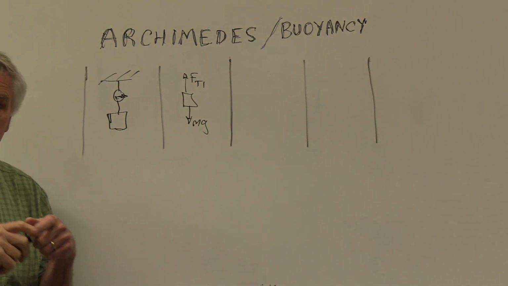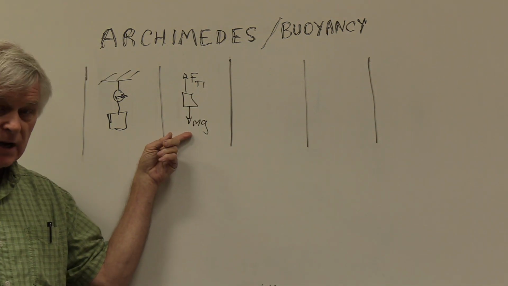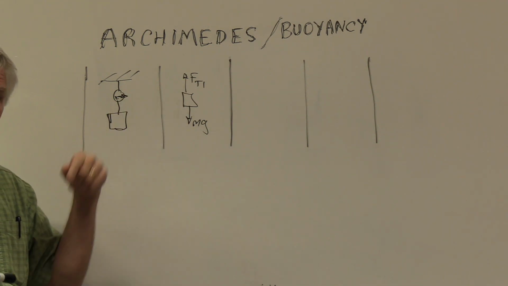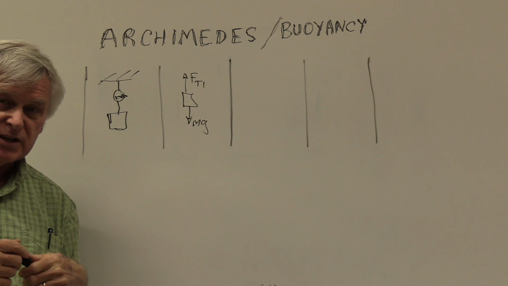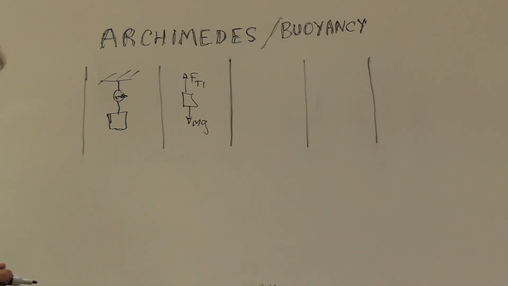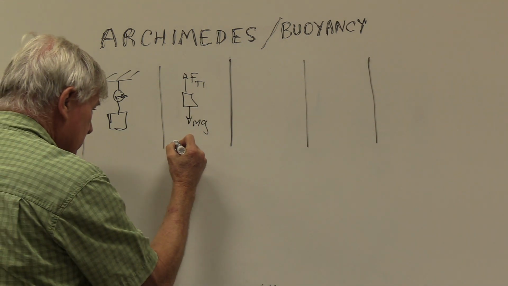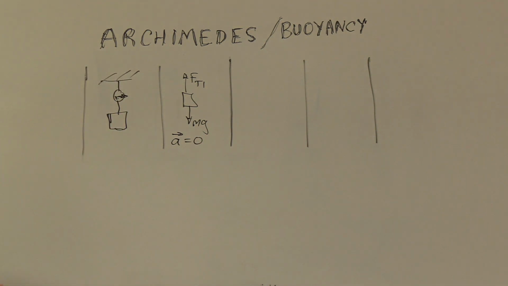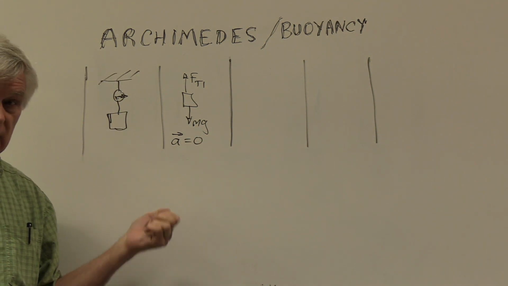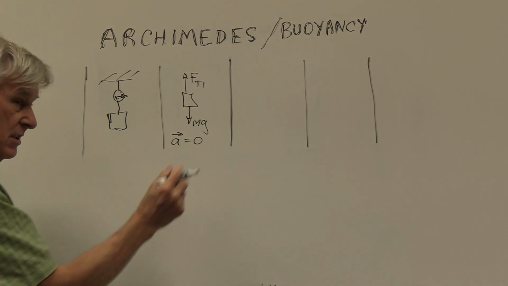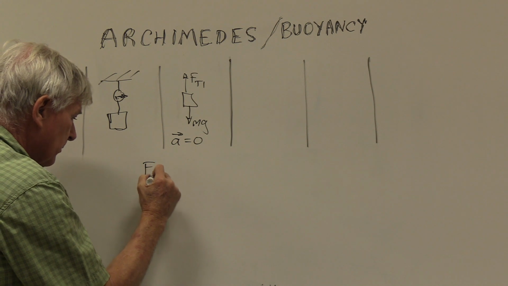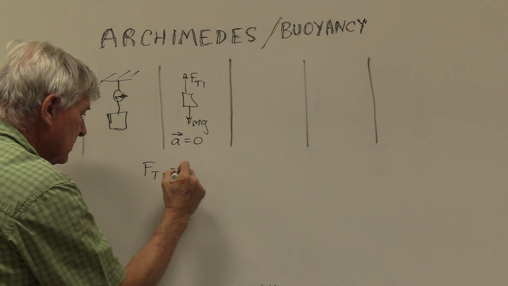is that you have the weight, or mg, downward. You have the force of the tension number 1, because we'll have a tension 2 later, pulling upward. We have the acceleration of 0. And we can draw the conclusion from Newton's second law that F net equals the mass times acceleration, that the net force on it is 0, and therefore that the magnitude of Ft1 is equal to mg.